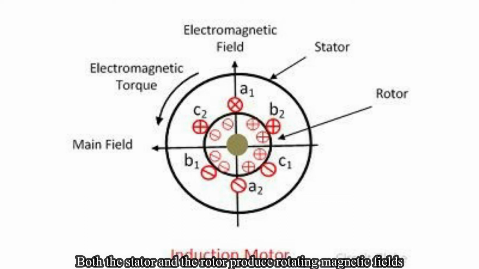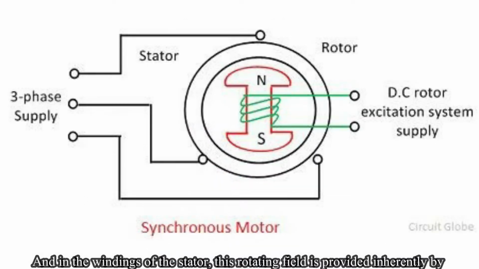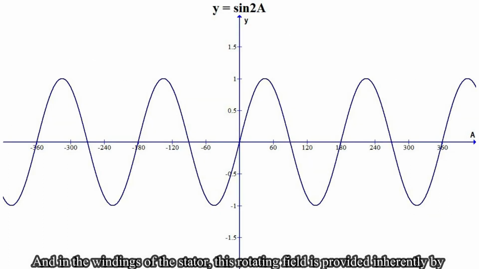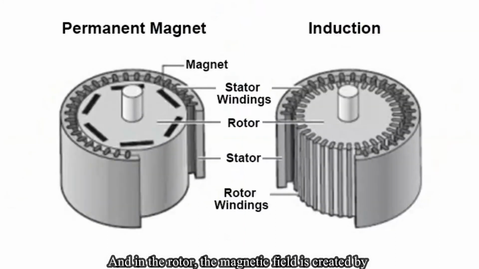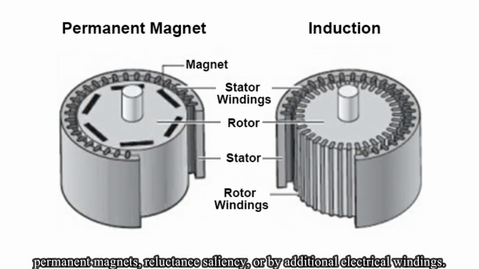Both the stator and the rotor produce rotating magnetic fields. In the windings of the stator, this rotating field is provided inherently by the sinusoidal nature of alternating current. And in the rotor, the magnetic field is created by permanent magnets, reluctance saliency, or by additional electrical windings.